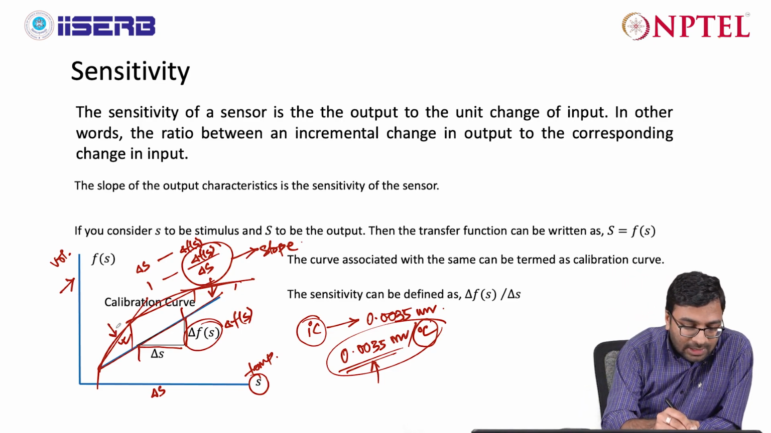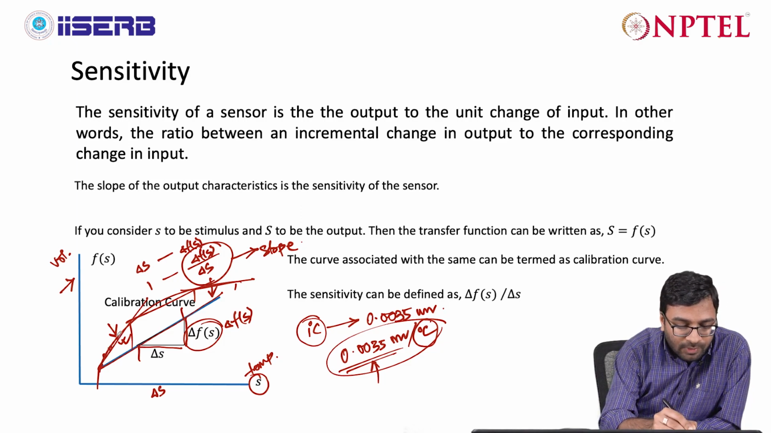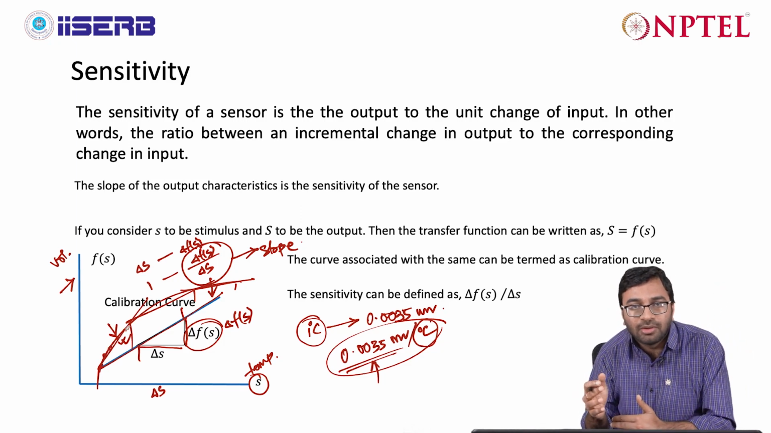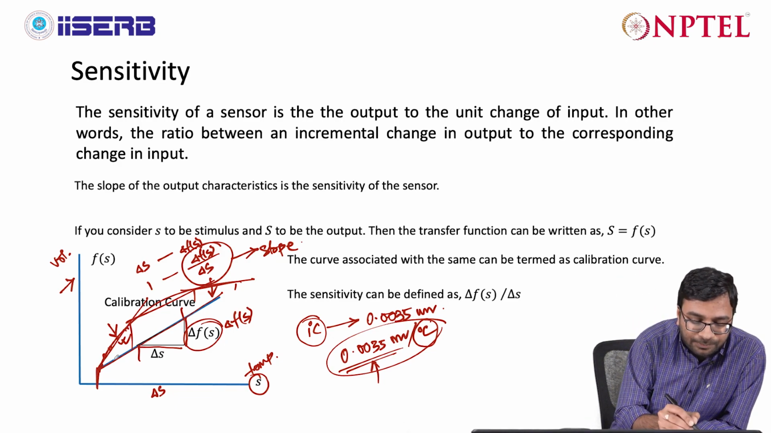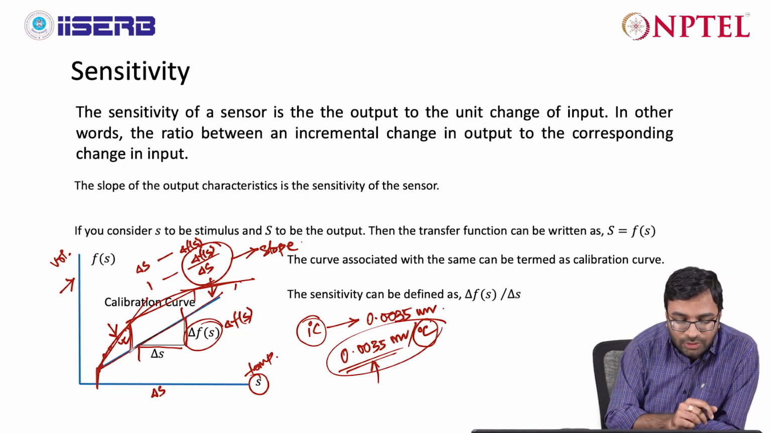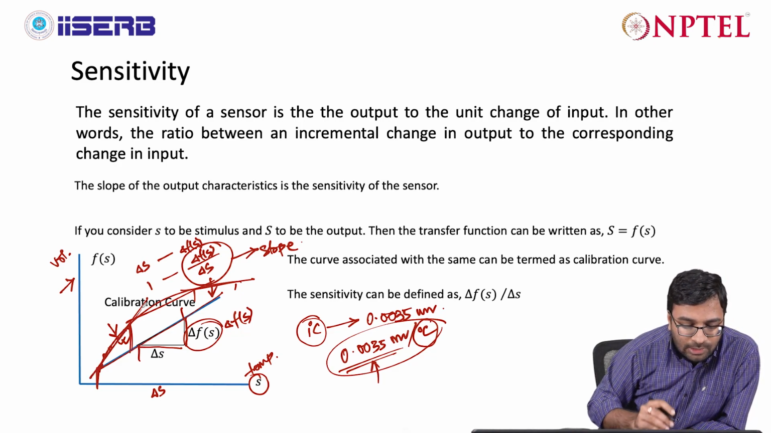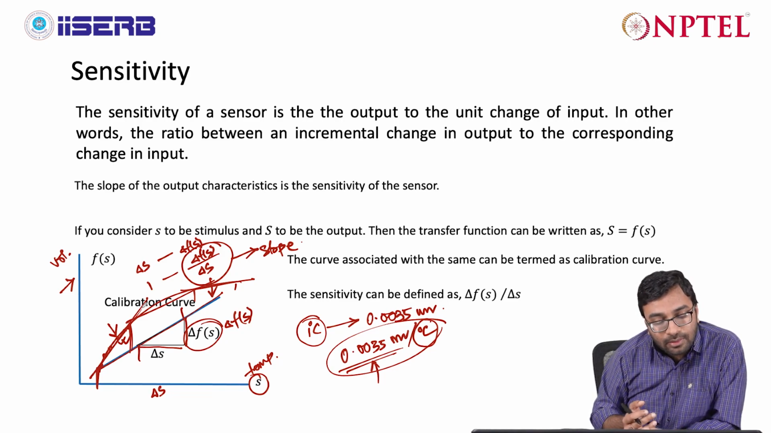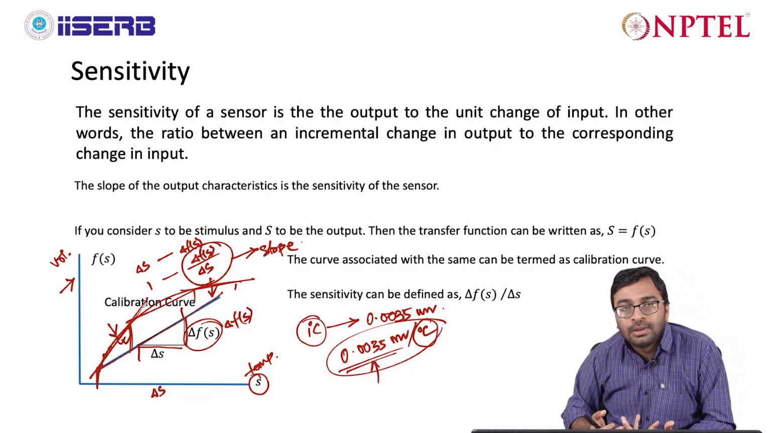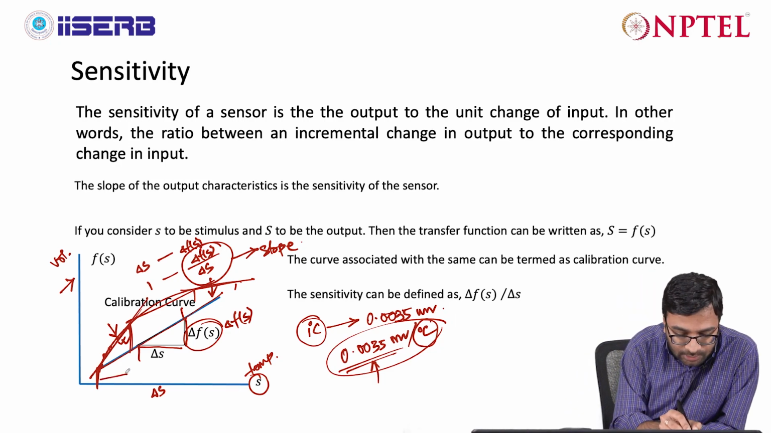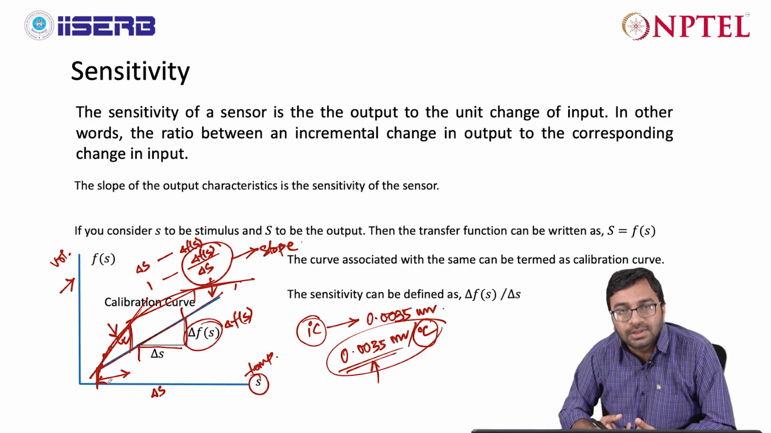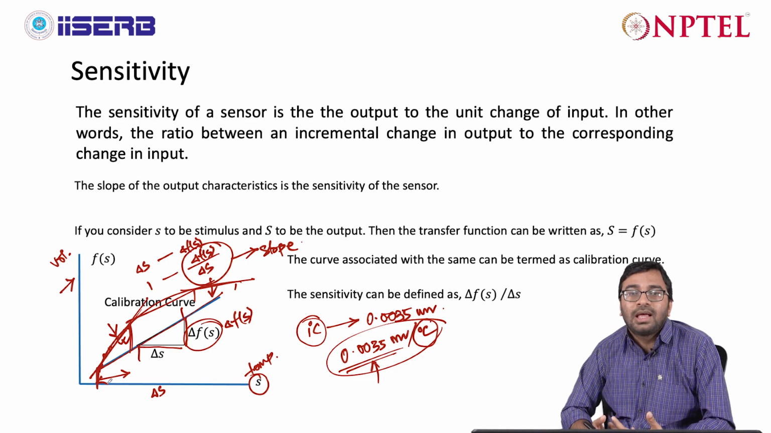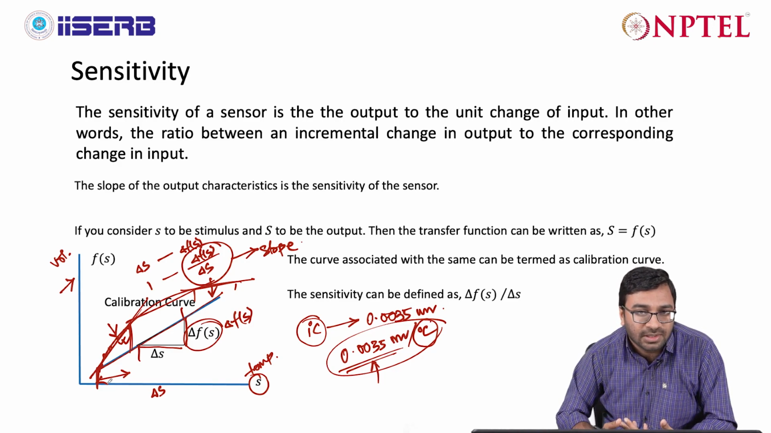For a curve like this, ideally at each point you have a different sensitivity because the slope is changing continuously. But to make life easier, you can take a subsection of this calibration curve and fit that section with a linear function, and then the slope of that linear function can be the sensitivity in that range. So if the calibration curve is not linear, then you have multiple sensitivities, and you may calculate or report the average sensitivity.